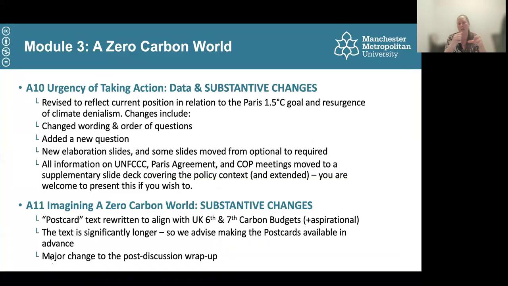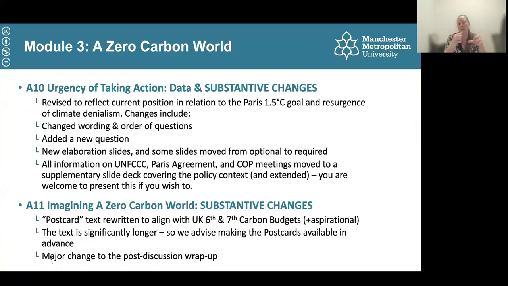Next, please. Imagining a zero carbon world, the postcards from the future have been entirely rewritten to align with the UK 6th and 7th carbon budgets, because the original postcards were a little bit dated and starting to get a bifurcation of the future they were presenting and the policy trajectory that we're on.